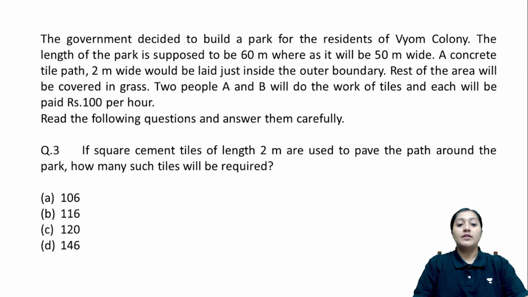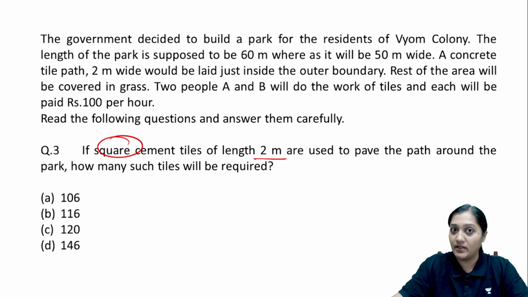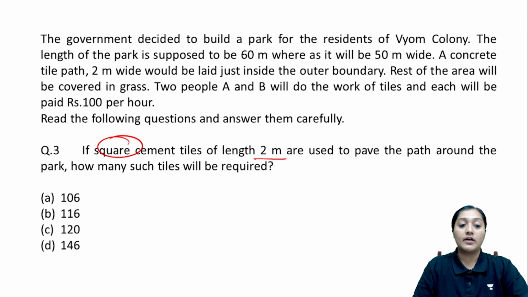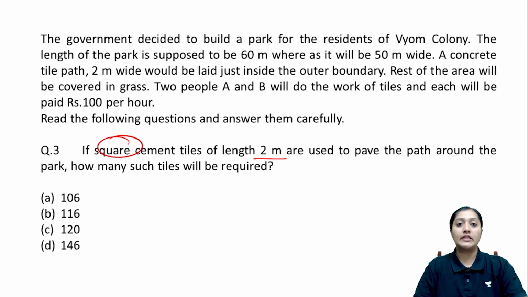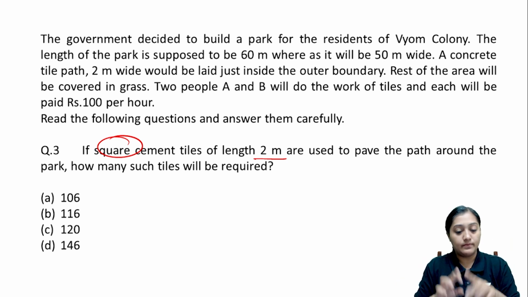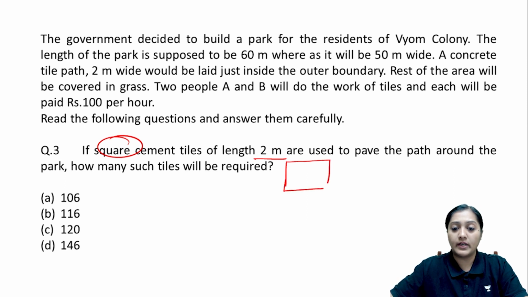Next question, if square cement tile of length 2 meter are used. Okay, first thing to be noticed कि केवल 2 meter दिया है, then again square cement tile दिया है, that means it is 2 into 2. Are used to pave the path around the park, how many such tiles would be required? So first of all we need to get the area of the path. That is what we need first. और path का area कैसे आएगा? That's very simple. Area of the outer rectangle minus area of the inner rectangle. We will get the area of the path.